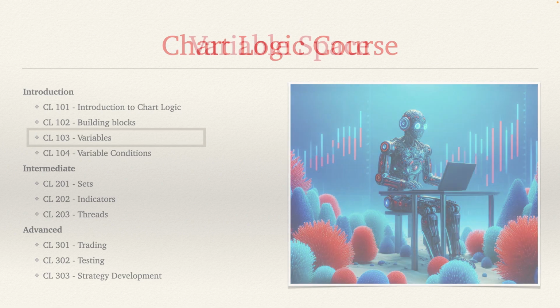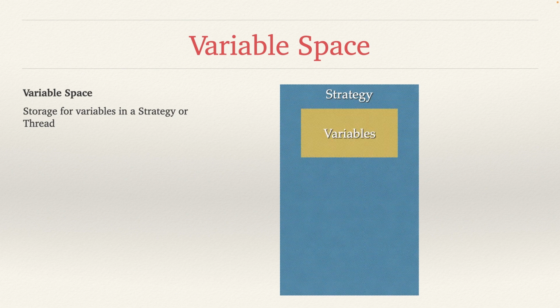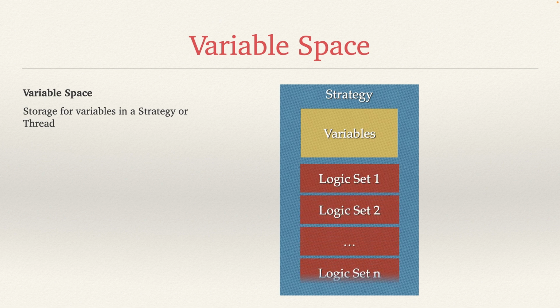All variables are stored in what I call the variable space. When you're writing a strategy, this variable space is part of the strategy. At first, there are no variables in this space, but as you add logic sets and conditions, any variables that are defined get added to the variable space. At this point, the variables have no values because there's no data coming into the strategy. The strategy is not active, but the variable exists, which allows you to do things like pick them from select lists in condition and action dialogues.